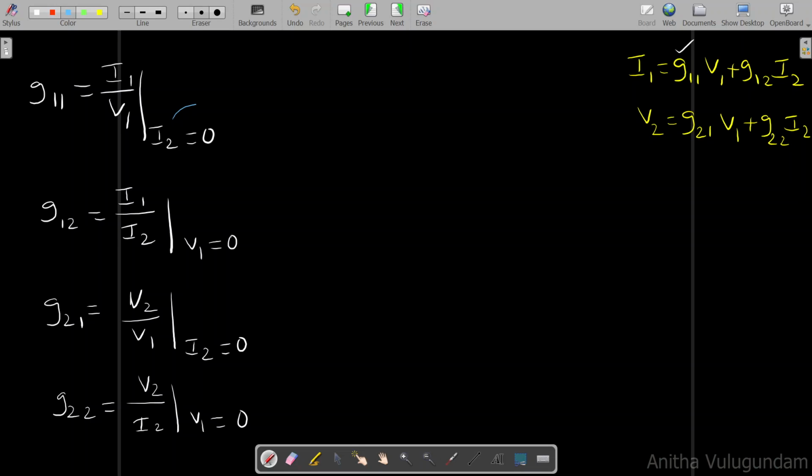G11 is defined as, here the condition is I2 equal to 0, so we'll write it as open circuit, and it is the ratio of port 1 variable to port 1 variable. So we can write it as input, ratio is I by V, admittance. So G11 is defined as open circuit input admittance.